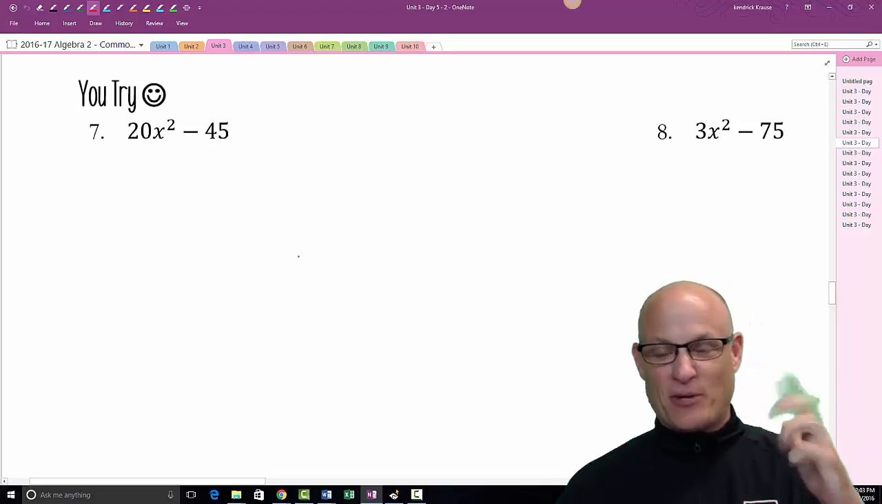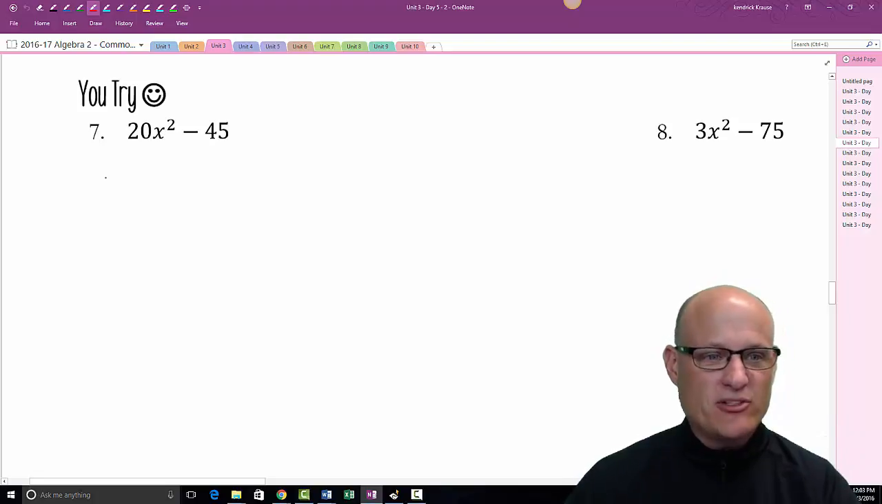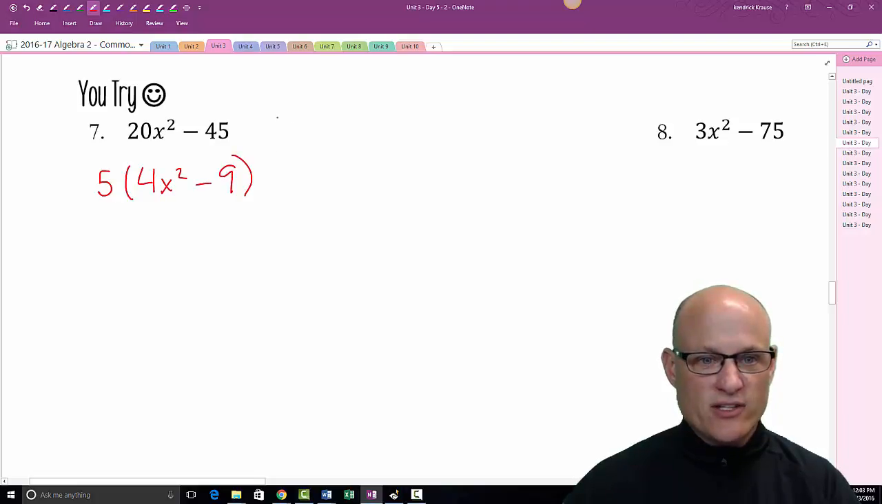Did you pause it there? I'll put it back. All right, pause it there. Oh my God, you're back. Okay, we have a GCF, a 5. And I'm left with 4x squared minus 9. This is dots, the difference of two squares.